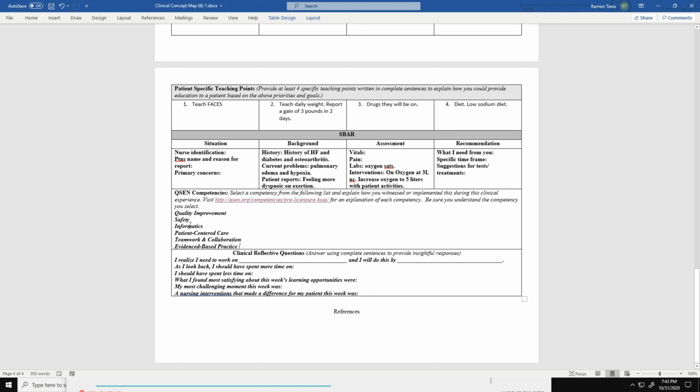And safety, kind of the same thing. Any kind of safety things that you witnessed while you were there, you just put safety and then put what happened. A good one here, patient-centered care.